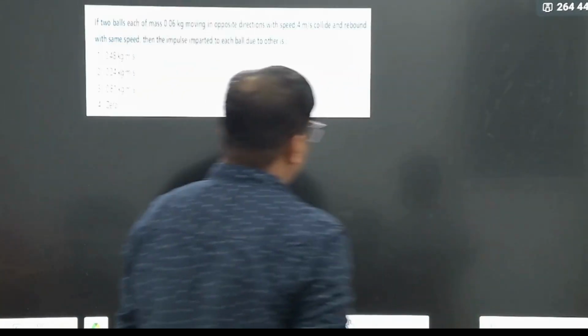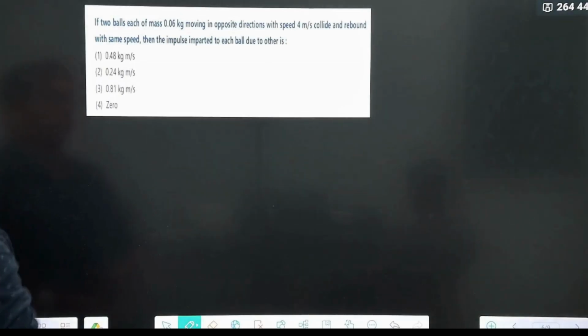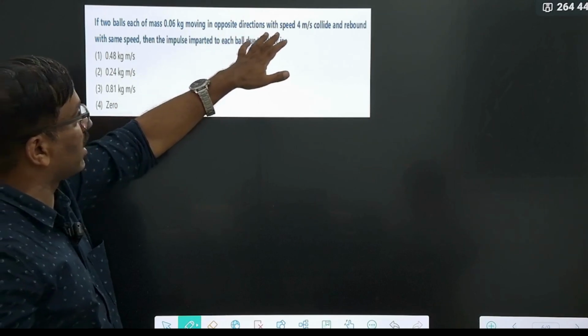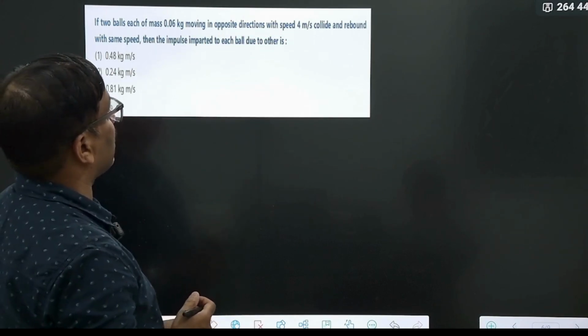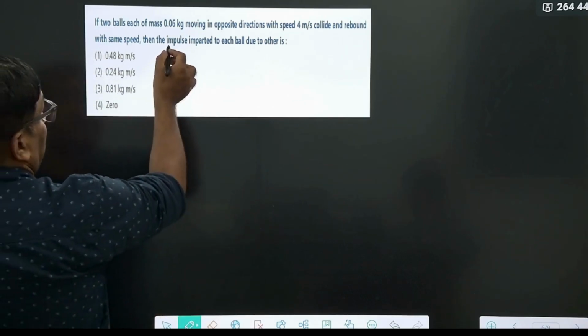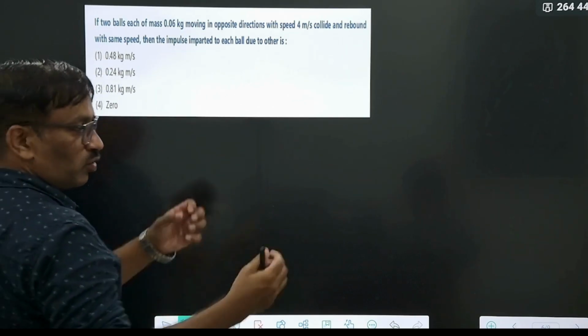We will do one more question here. Two balls, each of mass 0.06 kg, moving in opposite directions with a speed of 4 meters per second, collide and rebound with the same speed. It is asking for the impulse imparted to each ball. That means two balls are there.